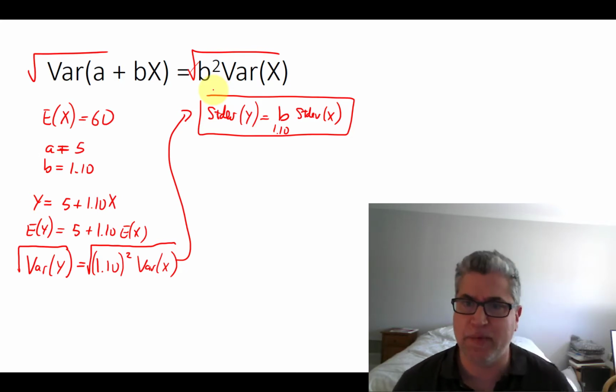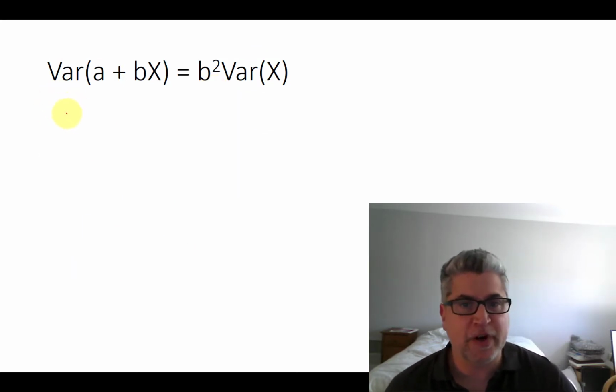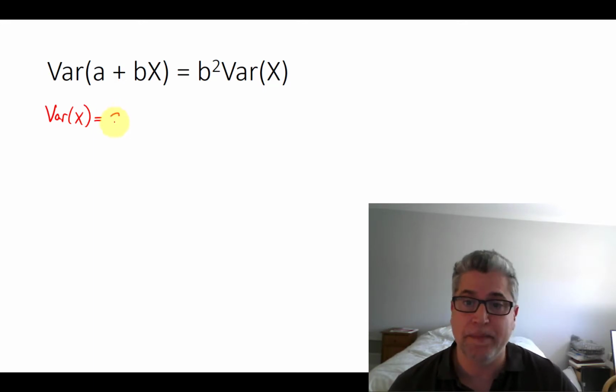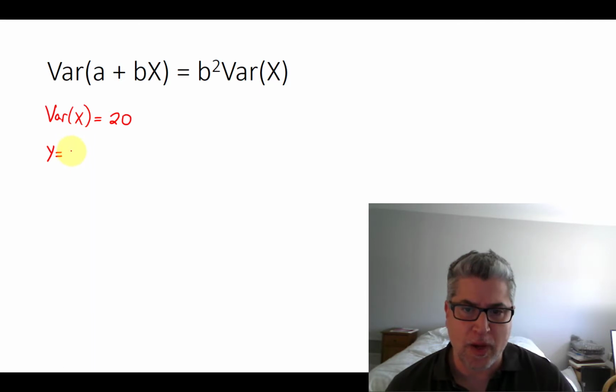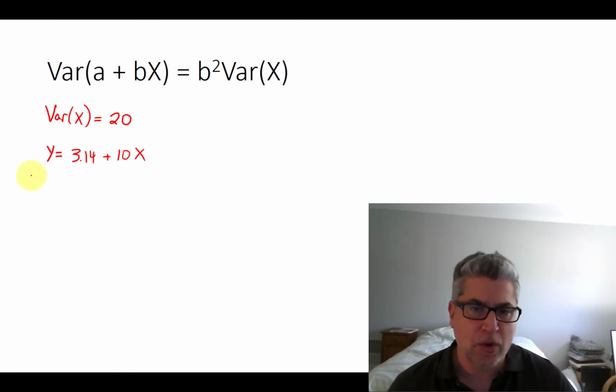Let's just do another quick example. Let's say you've got some random variable, x, and its variance is 20. And you're going to create a new random variable that's a linear transformation of x. Let's say it's going to be 3.14 plus 10x. What is the variance of y?